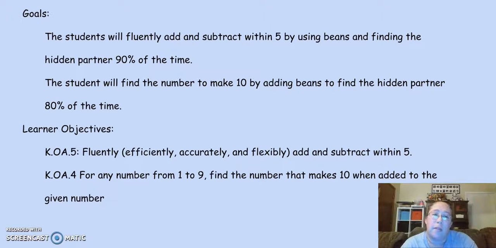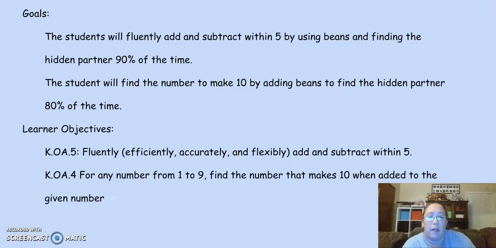The goals I have set forward for the 2-day teaching unit are that the students will fluently add and subtract within 5 by using beans and finding the hidden partners 90% of the time. The students will find the numbers to make 10 by adding beans to find the hidden partners 80% of the time. That one would be day 2. The objective for day 1 is fluently adding and subtracting within 5.